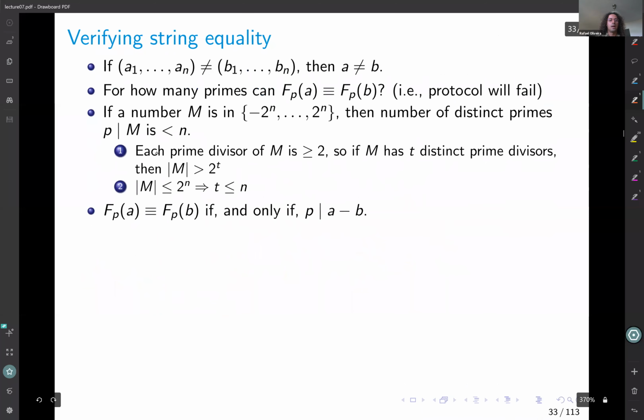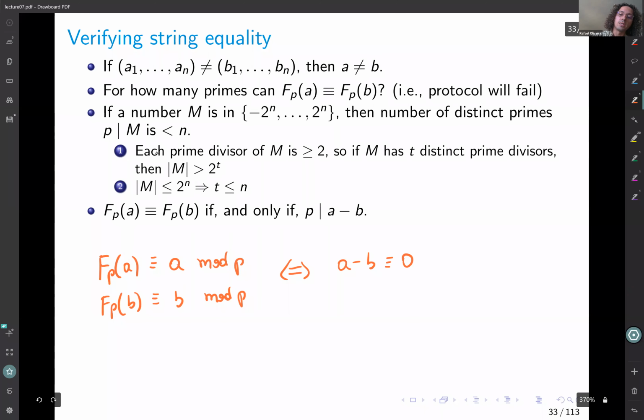Okay, so now let's see for how many primes the fingerprints will be equal. If you notice, what is the fingerprint function? We know that FP of A is just equal to A mod P, and FP of B is equal to B mod P. So FP of A is equal to FP of B if and only if A minus B is congruent to 0 mod P, which is equivalent to P divides A minus B, correct?